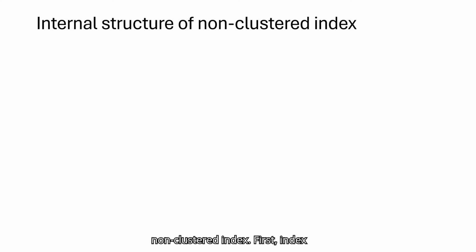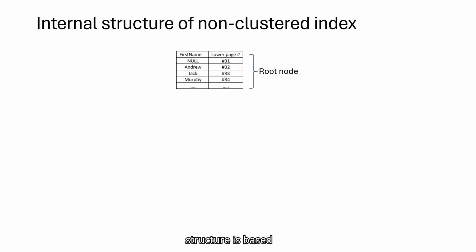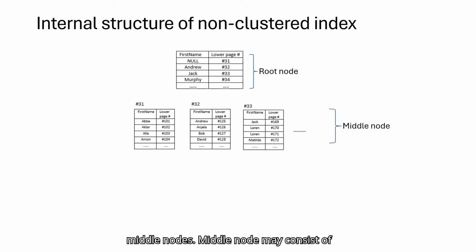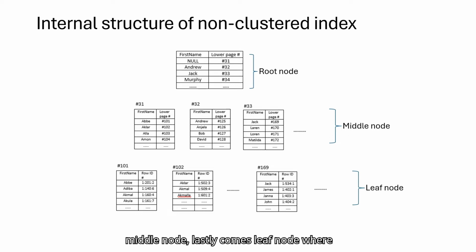I will start with non-clustered index. First, index structure. Index structure is based on the tree structure. First level is called root node and contains one root page. After root node, here comes middle nodes. Middle node may consist of several levels based on the data. In our case, it contains only one level since we have very small data. After middle node, lastly comes leaf node, where index structure ends.